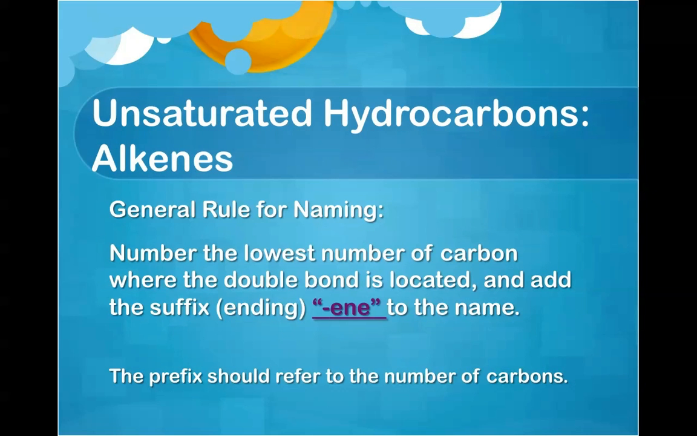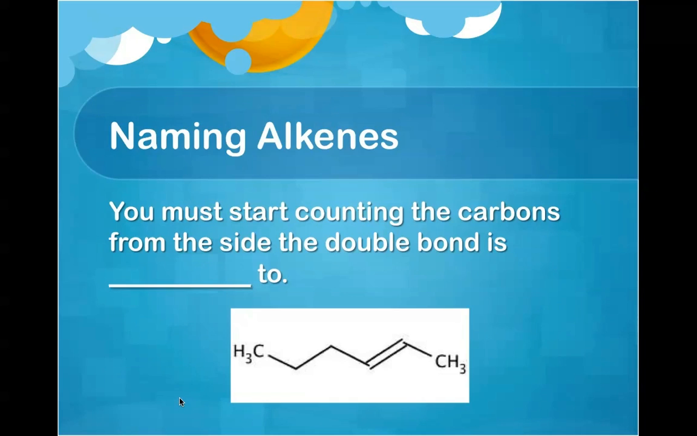So our general rule is we're going to look at our number of carbons and add the suffix -ene. However, we have to count our main carbon backbone or carbon chain and number it so that the double bond gets the lowest number possible. I'll talk about what this means. Remember, our prefix still refers to the straight line number of carbons. You must start counting the carbons from the side that the double bond is closest to.